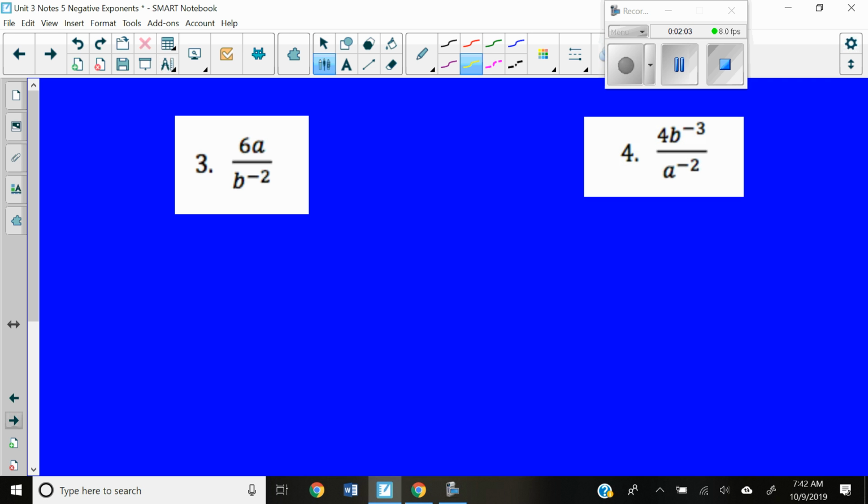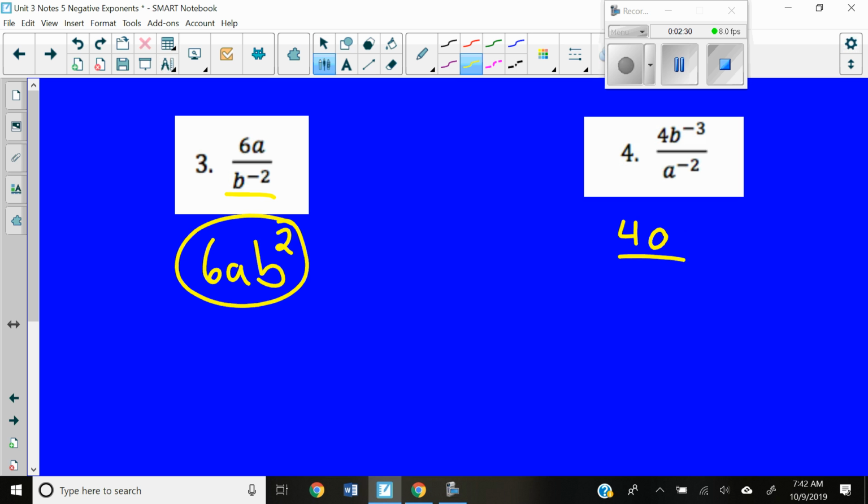So not too bad. So let's change it up and add in a few extra things. So here in 3, just the b has the negative exponent. So 6a, b moves to the top, and 2 becomes positive. And there's our solution. If we look at 4, I see that both b and a have a negative exponent, so both b and a are going to move. The 4 is going to continue to stay in the numerator of our fraction. So a is going to move to the top, and it becomes positive, and b moves to the bottom, and it becomes a positive 3.